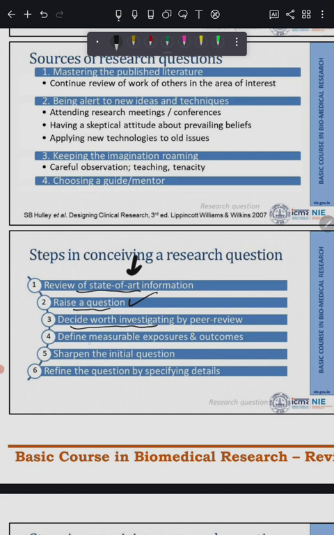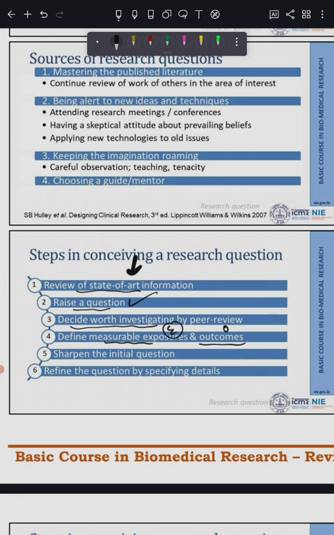Then you define measurable exposures and outcomes. So what will you measure and how? You have to define your independent variable, that is the exposure, and your dependent variable, that is your outcome, and you have to ensure that they are quantifiable and valid. For example, a high D-dimer level in pregnant women is the exposure, whereas the outcome is confirmed PE via imaging.